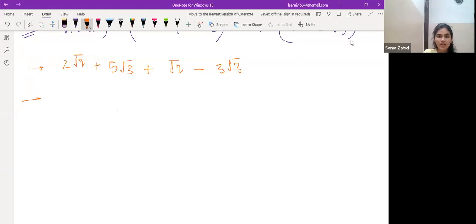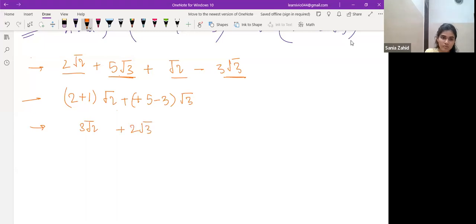So children, now you can add 2 root 2 and root 2. So this becomes 2 plus 1, and then root 2 you put. And now you can solve 5 root 3 and 3 root 3 together. So this becomes 5 minus 3 root 3. Right? So this part will become 3 root 2 and this part will become 2 root 3. So this is our answer.